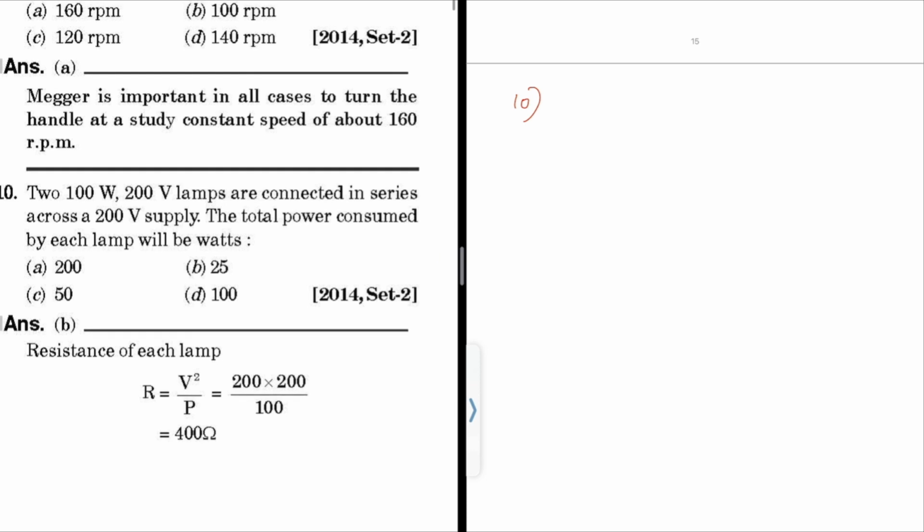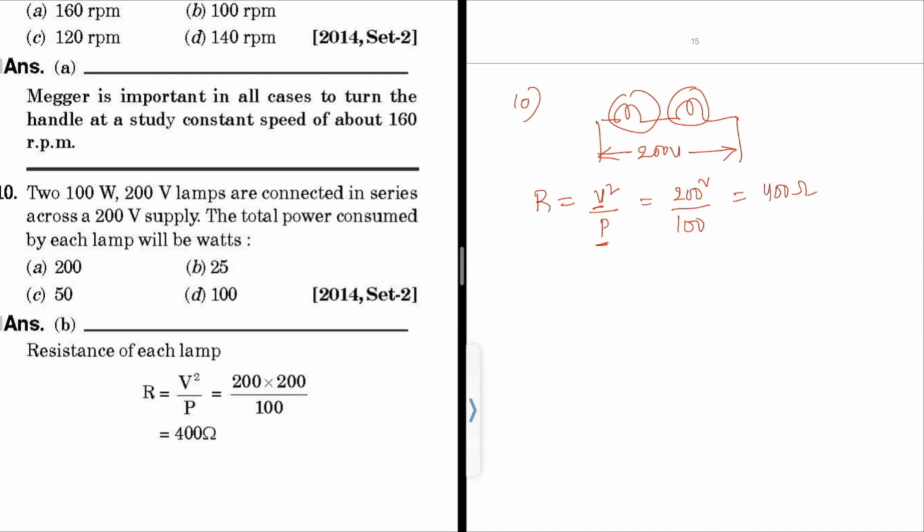Two 100-watt lamps are connected in series. This is one lamp, and this is one lamp. These two are connected in series across a 200-volt supply. We need the total power consumed by each lamp. First calculate the resistance of each lamp, R equal to V square by P. V is given as 200, square, by 100 watt. This V and P are the rating of the lamp only. So the answer will be 400 ohm, the resistance of each lamp.